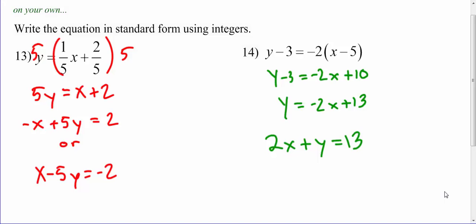All right, folks, welcome back to the last slide. Here is my work on number 13 and also on number 14. Again, I gave you on 13 alternate versions. Either of those is completely acceptable and fine. Hey, I hope you guys picked something up today. This standard form is something that we'll be using from time to time as we move forward here. I want you to be comfortable graphing it.